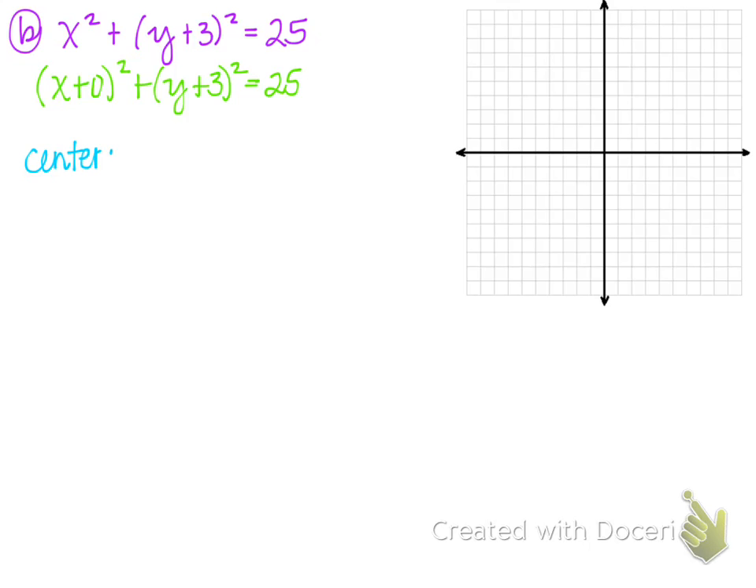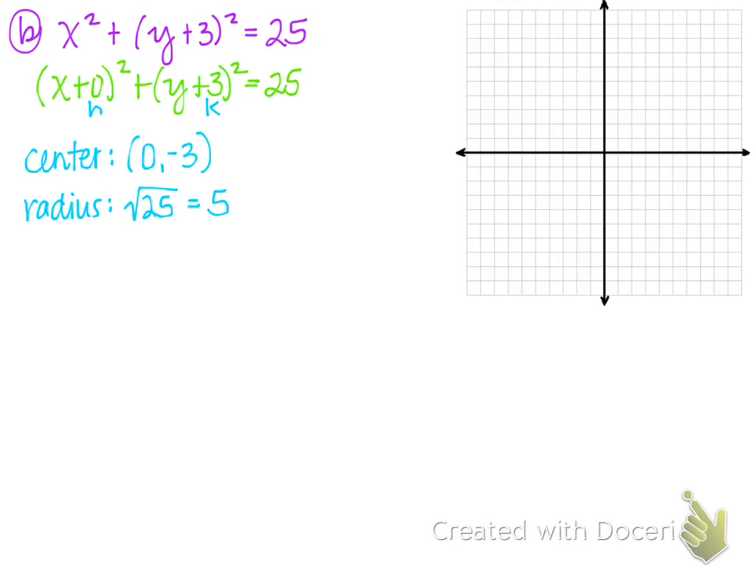Now your center is (h, k). So for h, we have positive 0, but 0 doesn't have a sign. So we're going to pull that out, and we have 0 for our x. And for k, we have a positive 3. So when we pull that out, we have negative 3. So there's our center. And then the radius, all we have to do is take the square root of the constant over here, which is 25. So the square root of 25, we get positive 5.